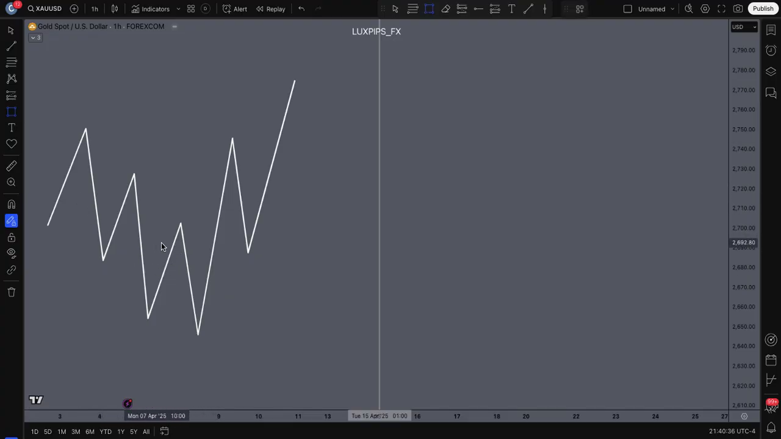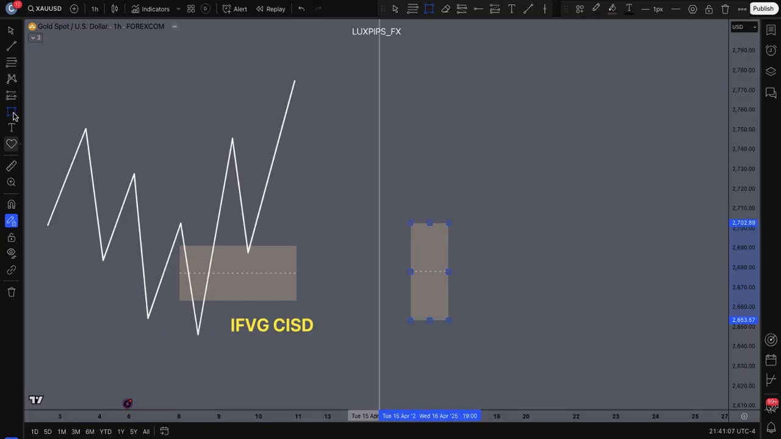So your manipulation is where? Here. This is your manipulation leg. In this manipulation leg, you're going to find a type of imbalance. This is called IFBG CISD. I'm sure you guys know what FEG is, but in case you don't, I'm going to give you a quick illustration of what it is.